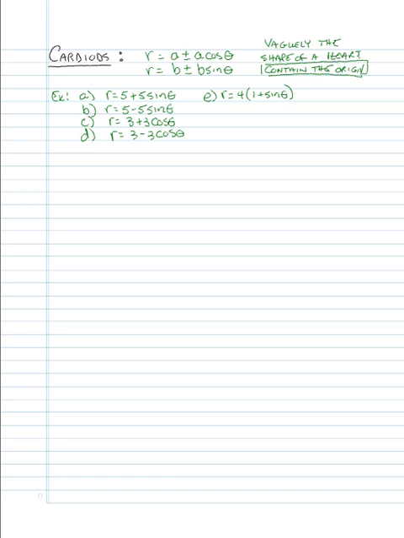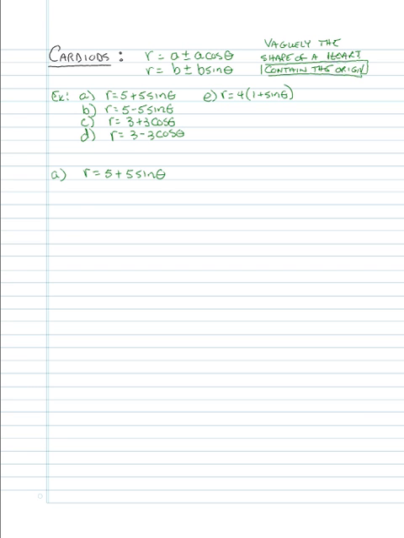Well, I guess what I would like to do is take one particular example and maybe plot a few points for it, and then we'll look at the bigger picture and be able to sketch each one of those above fairly rapidly. So let's take the first one we have up there. r is equal to 5 plus 5 times the sine of theta.